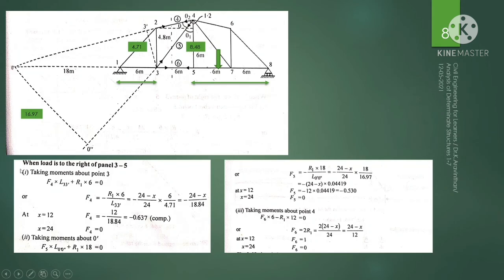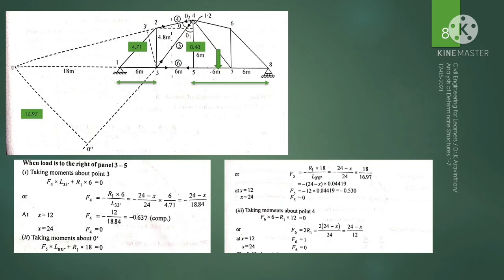Okay, the same way we will be considering the load at the section of 3 and 5 we have provided, and this is our plane of action. Let us find the F4 first, the same way, and for finding F4, let us take the moment at point 3.